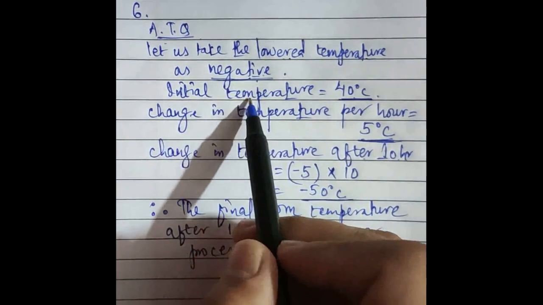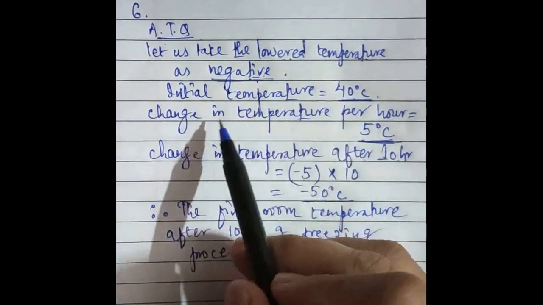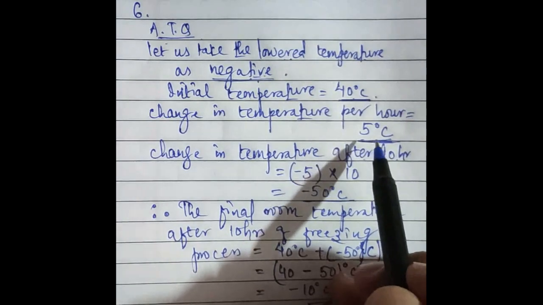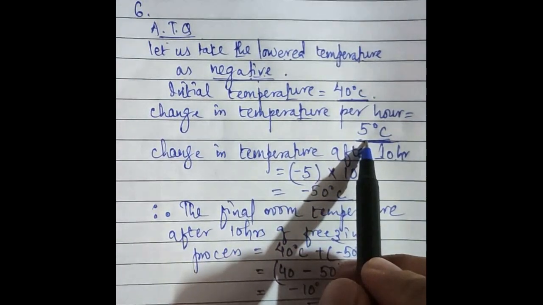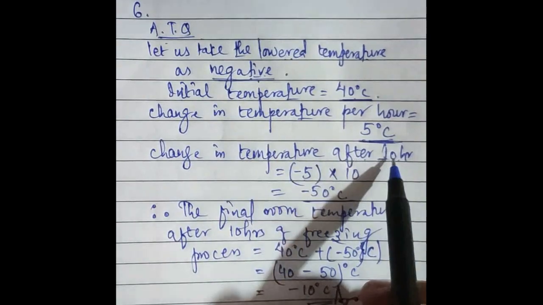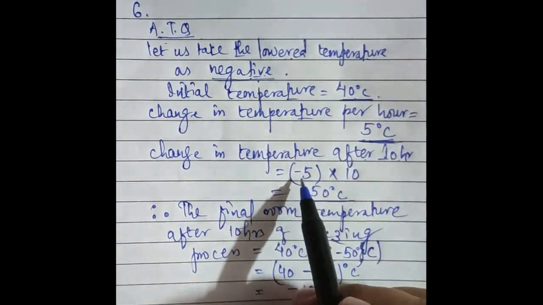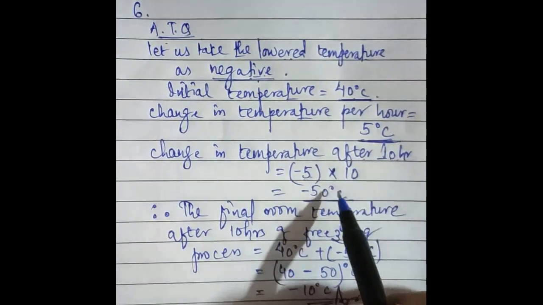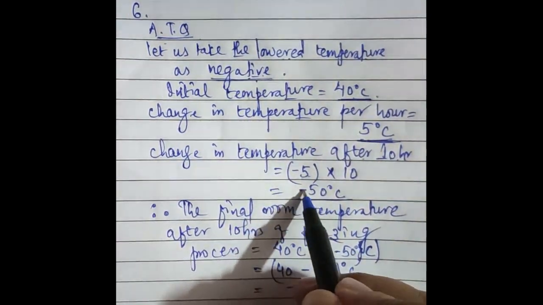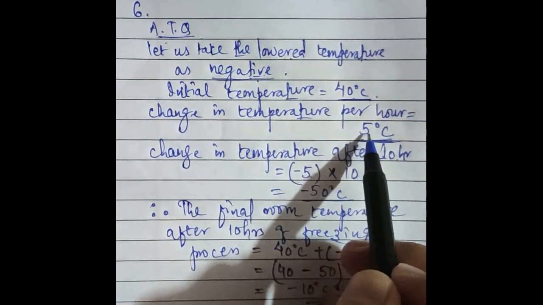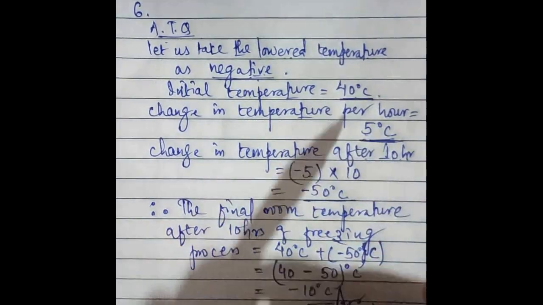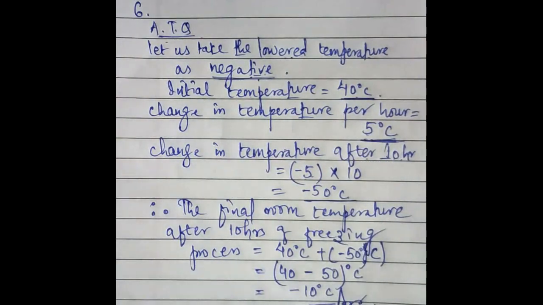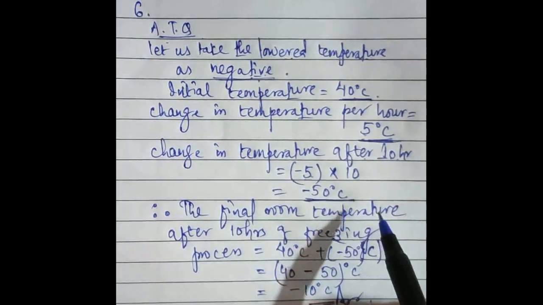So the initial temperature according to the question is 40 degrees Celsius. The change in temperature per hour is that every hour you are decreasing 5 degrees Celsius. So the change in temperature after 10 hours is minus 5 into 10. If it was, suppose, 12, then 5 into 12. Minus, why? Because we are lowering the temperature. From 40 degrees Celsius we are lowering minus 5, minus 5, minus 5 till 10 hours. So it is minus 50 degrees Celsius.